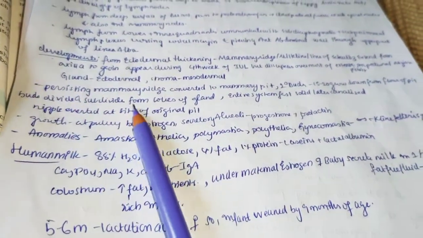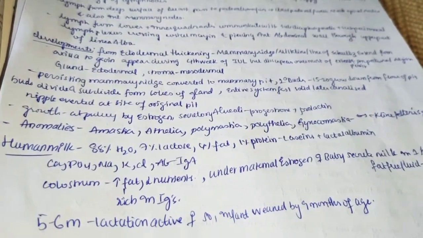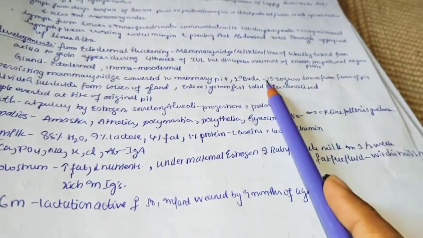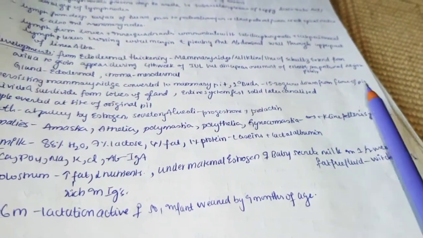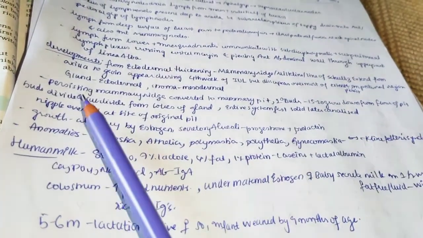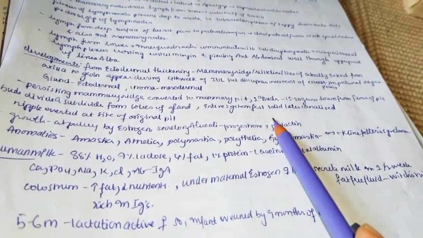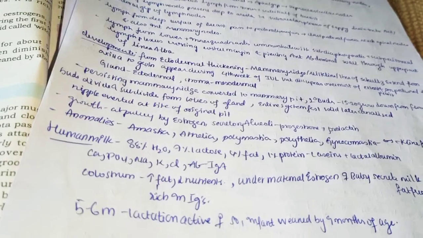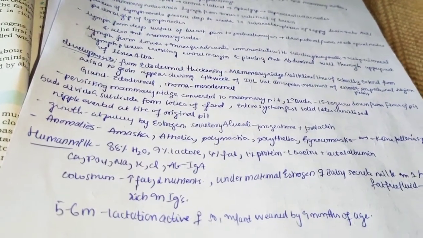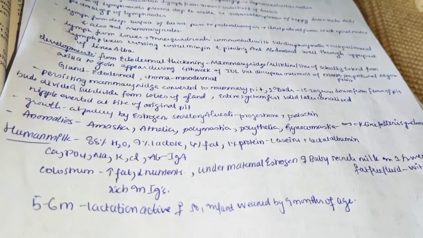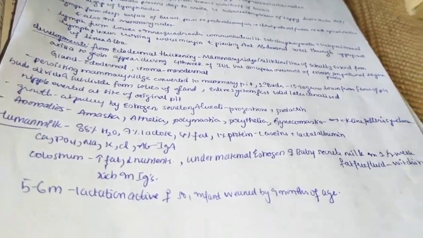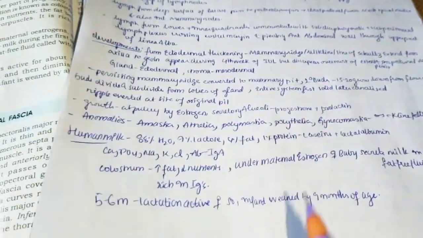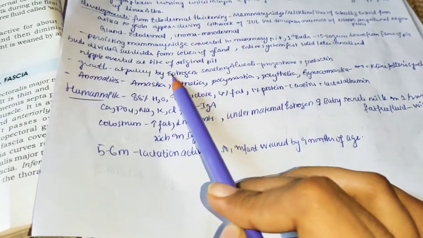Next, coming to the persisting mammary ridge converted to mammary pit. Sometimes if the mammary ridge persists, it will convert into a mammary pit and also form secondary buds. The secondary buds, 15 to 20, grow down from the floor of the pit. Buds divide and subdivide to form the lobes of the gland. The entire system is first solid, but later it gets canalized. The nipple is also everted at the site of the original pit.